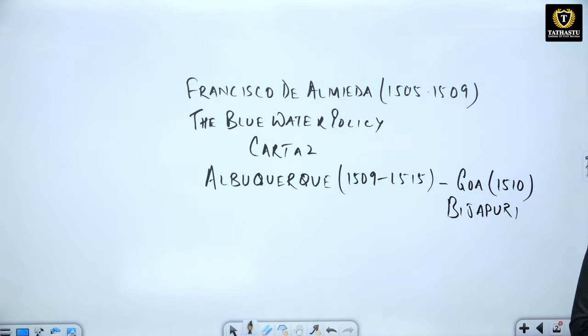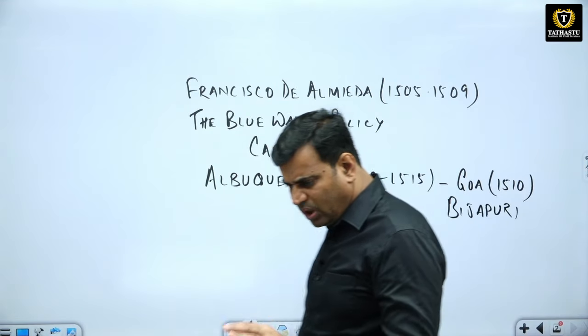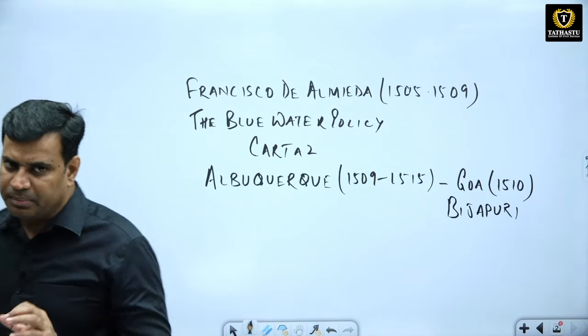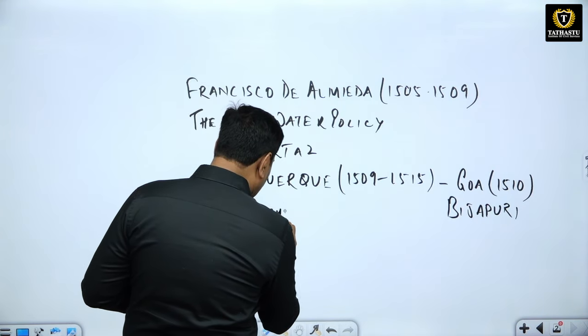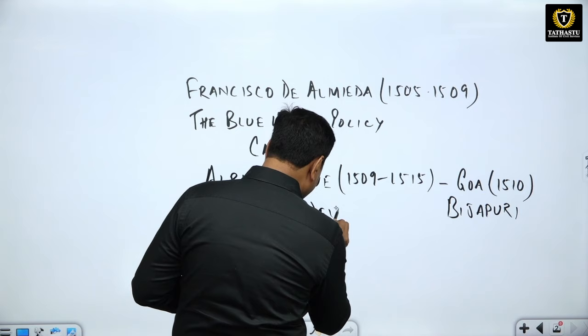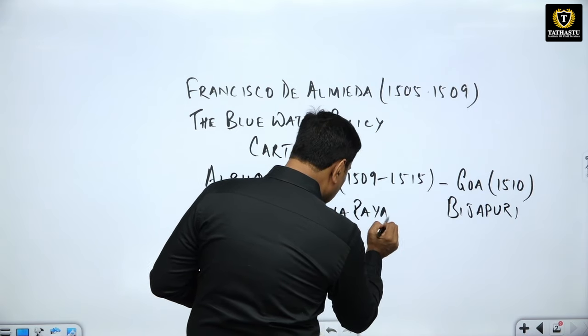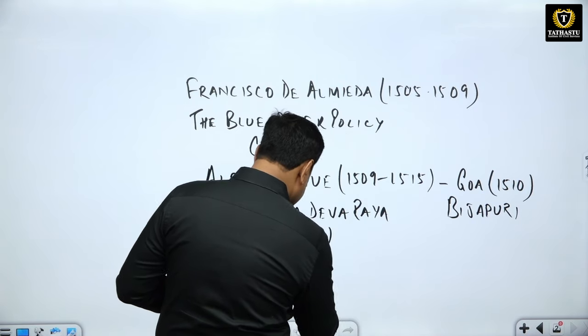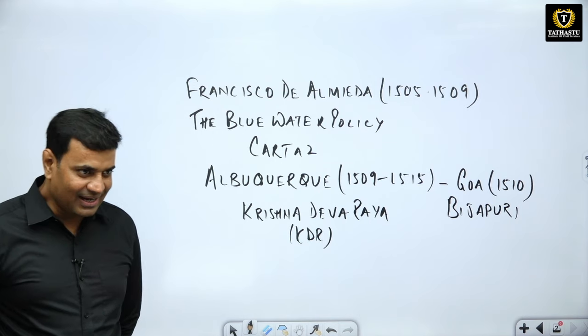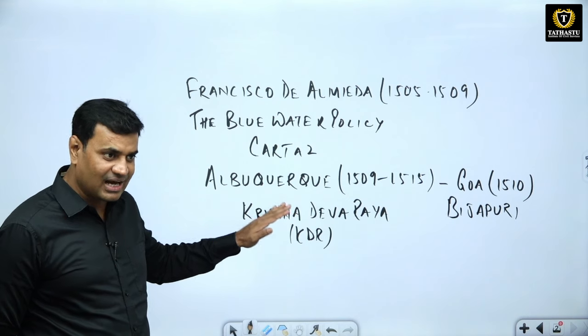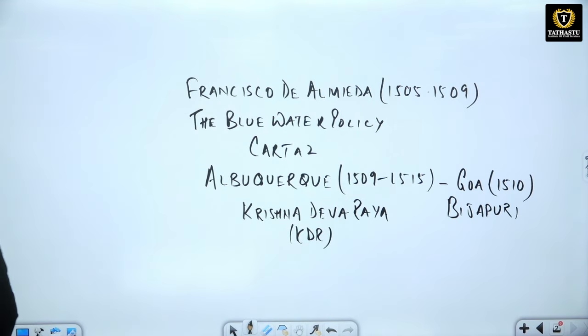In this task, he was largely assisted by another ruler, Krishna Dev Raya. In short, we call him KDR. Clear? Assisted by Krishna Dev Raya, KDR.